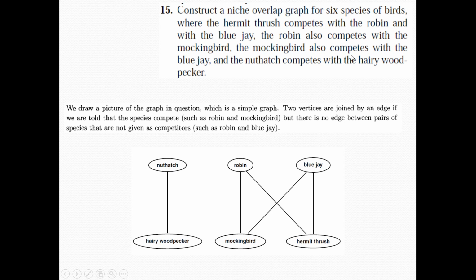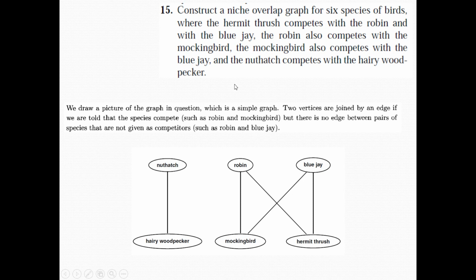Mockingbird also competes with Blue Jay. So the Mockingbird is also connected to two species. Hermit Thrush is also connected to two species. Blue Jay is connected to two species. Robin is connected to two species.